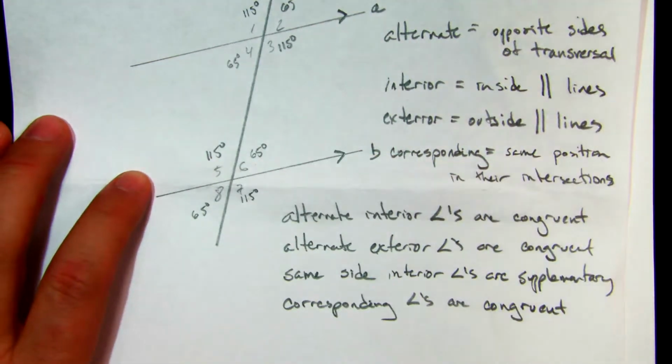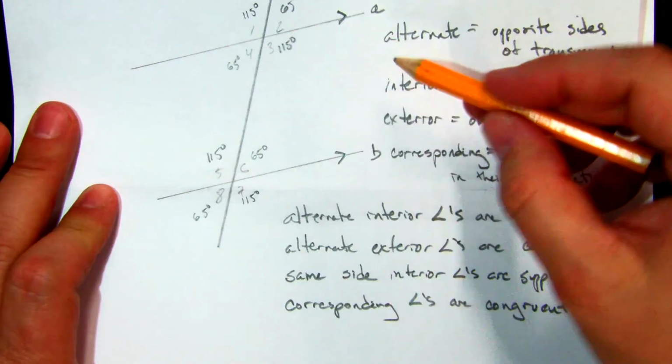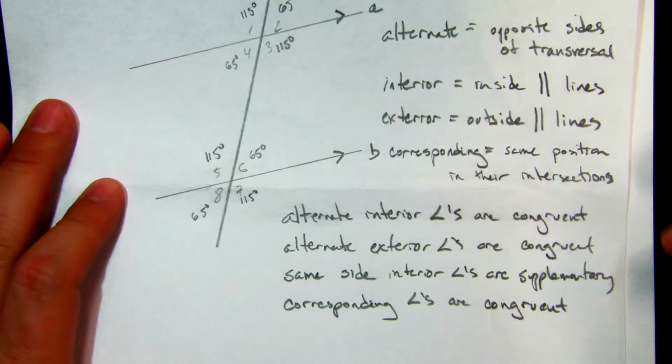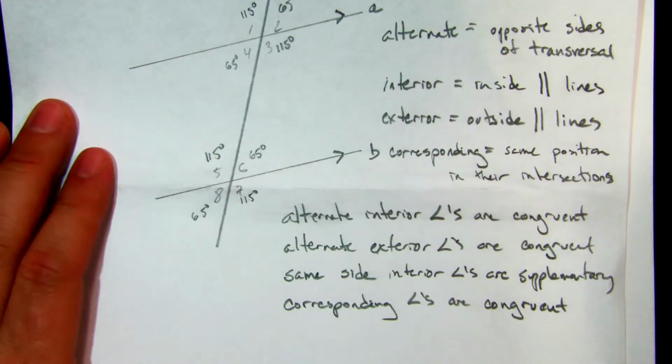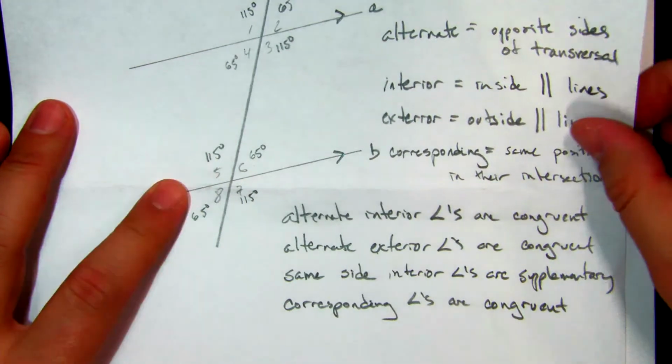As I said, an easy way to remember that is when you have parallel lines and a transversal, all your acute angles are going to be congruent. All your obtuse angles are going to be congruent. And any pair of acute and obtuse angles are going to be supplementary. Okay, we're going to use that now to solve some problems.